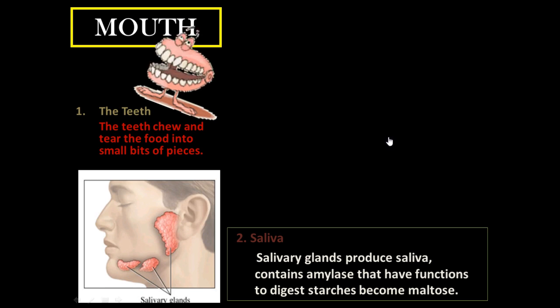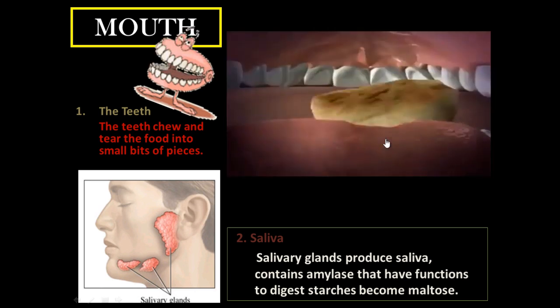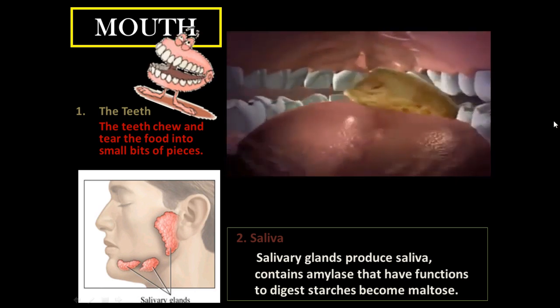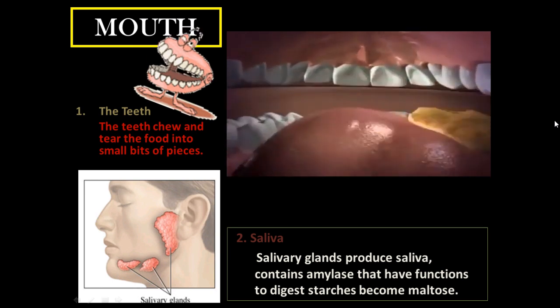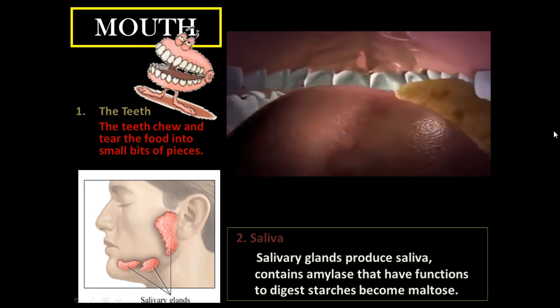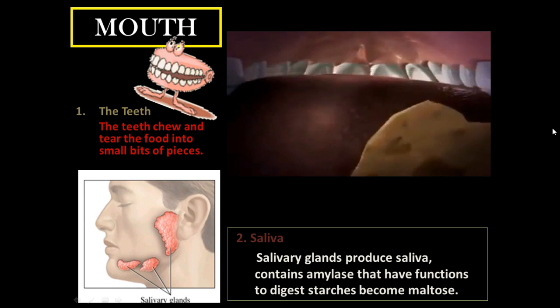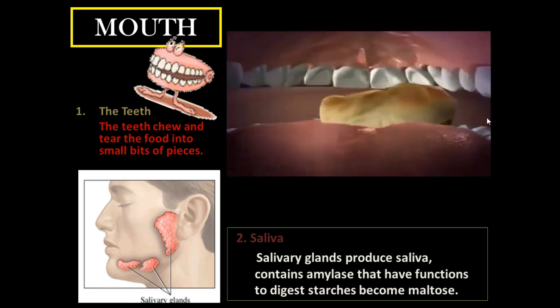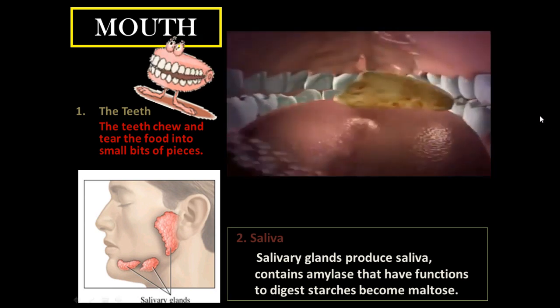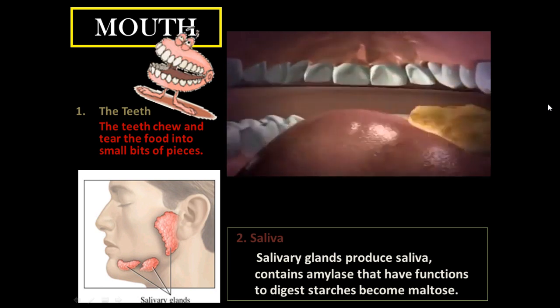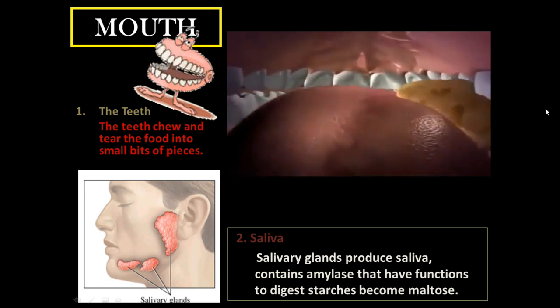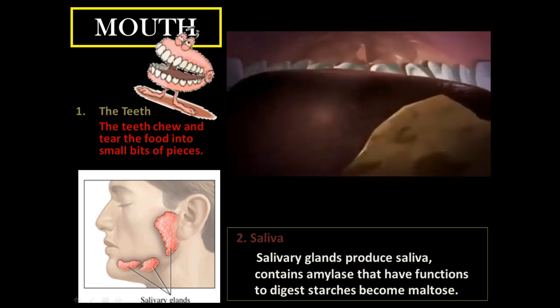Let's check the video about food digestion in the mouth. Food in the mouth is mixed with saliva. Saliva will digest carbohydrates into maltose, and the teeth grind and cut the food.